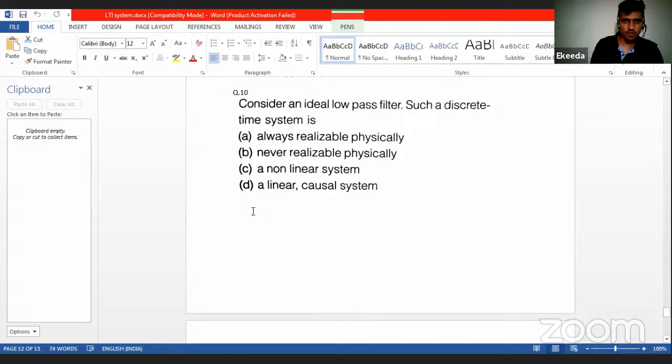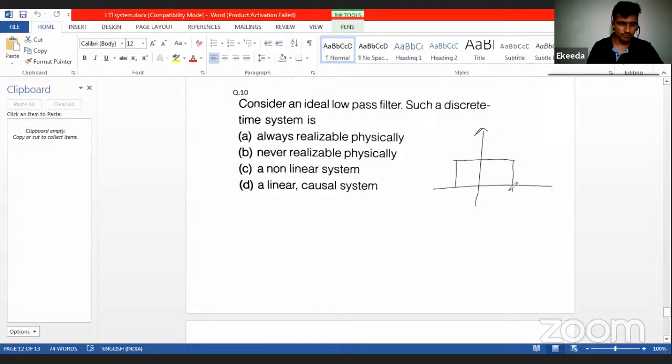This will use some other knowledge also, like Fourier transform, and this is an ideal low pass filter. Say this is H of omega, from minus omega naught to omega naught. This is omega.